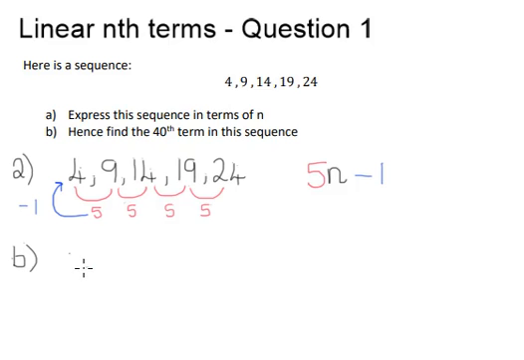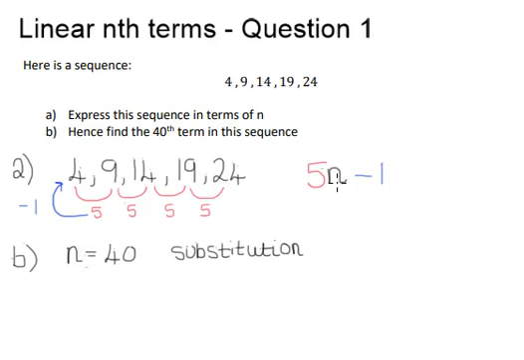So what I would need to do here is say, well, let n equal 40. And then we need to use substitution. Okay, so hopefully you've watched the videos on substitution and you're a pro at this now.